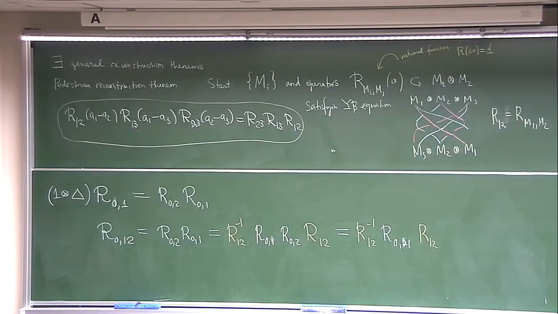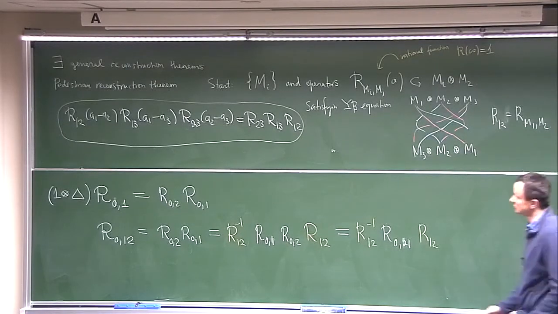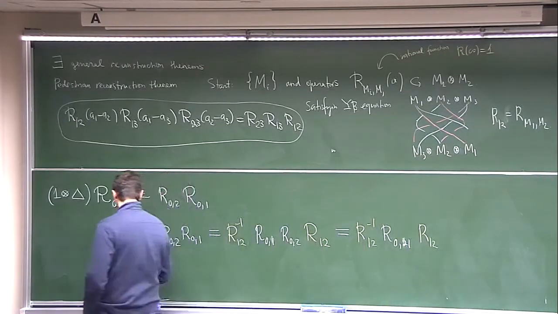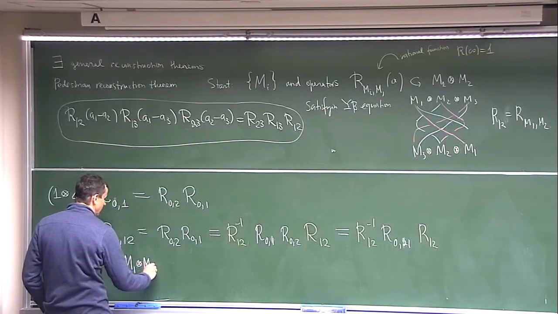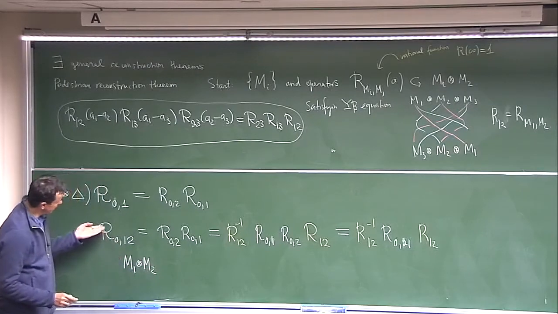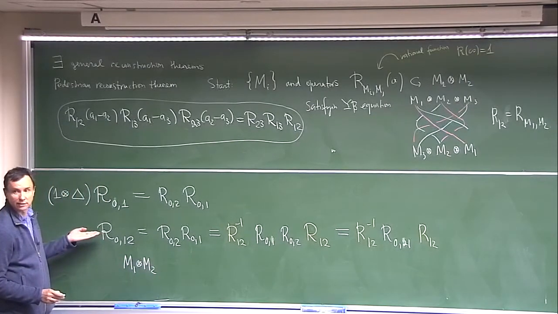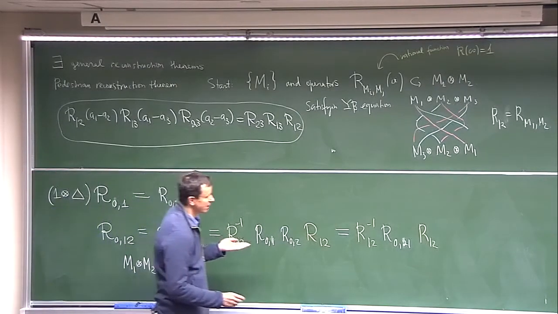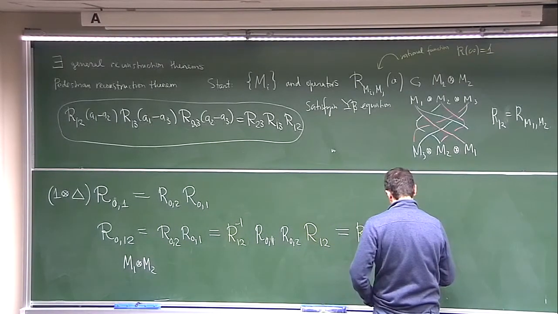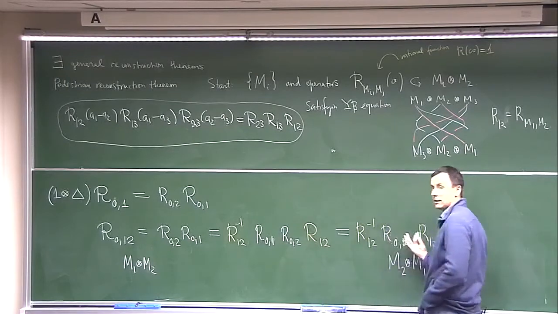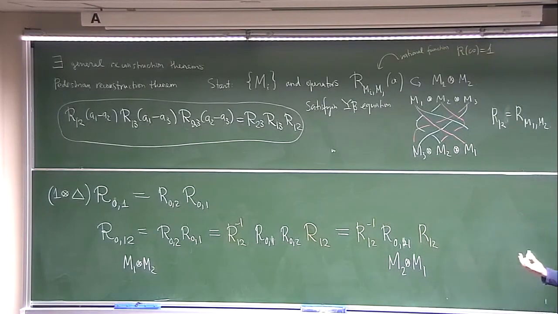That makes sense. It means that my module M1 tensor 2, my algebra acts on this module by the matrix coefficients of this. And now if I'd like to instead act on this in the opposite way, then I have to apply the R matrix. So the R matrix is really the braiding for this category.